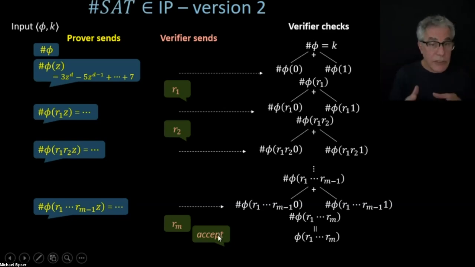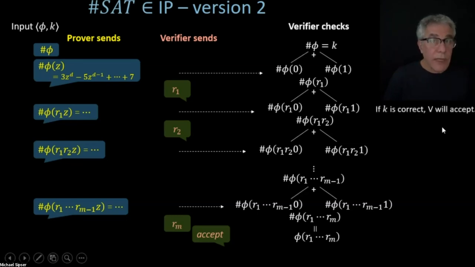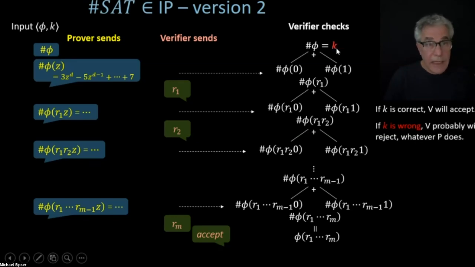Let's see what happens. So this will answer some questions. Why don't I walk through what happens if the input was wrong, and we'll see how the verifier is likely to catch the prover, but not guaranteed to catch the prover in this case. So if K was correct, the verifier will accept with the honest prover. But if K was wrong, I'm going to again indicate the wrong values in red. I'm going to show you that the verifier is almost certainly going to accept, but not guaranteed.